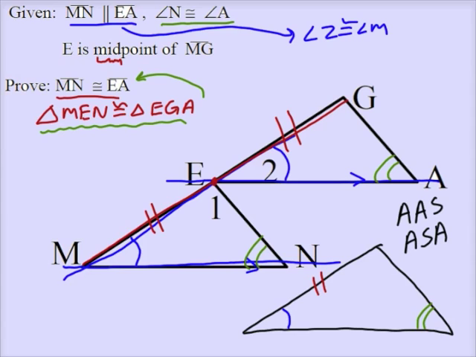Well, in angle, side, angle, this side must be the included side. In this triangle, this side with the red tick marks is not the included side because it only touches that blue angle. It has nothing to do with this green angle over here. So as a result, we're not going to use angle, side, angle. We must use angle, angle, side in order to prove that the triangles are congruent.